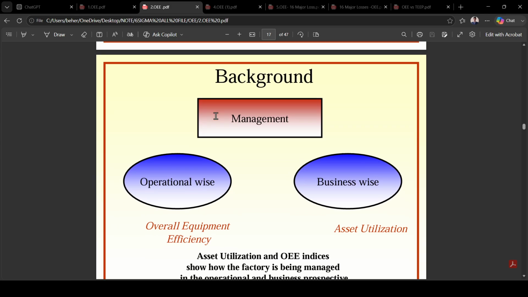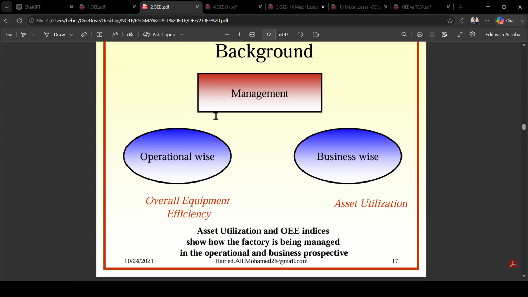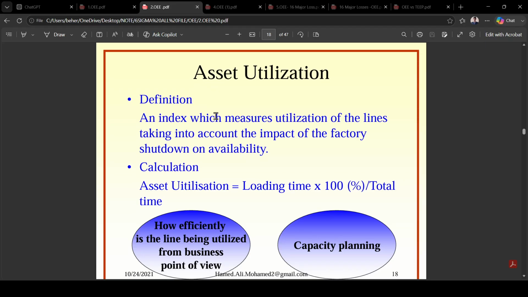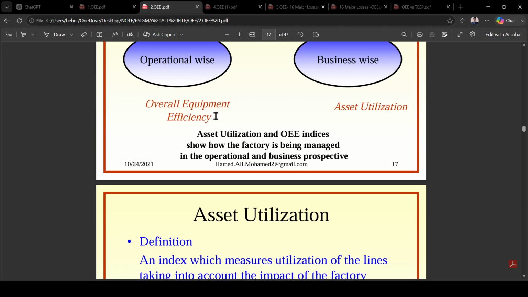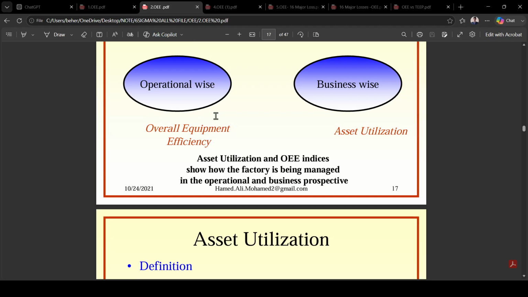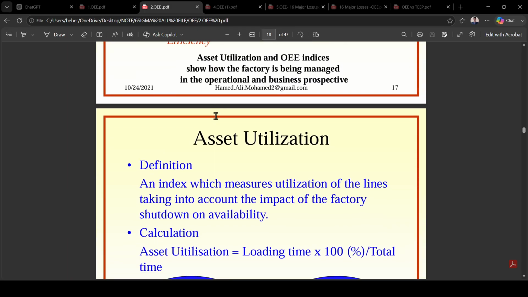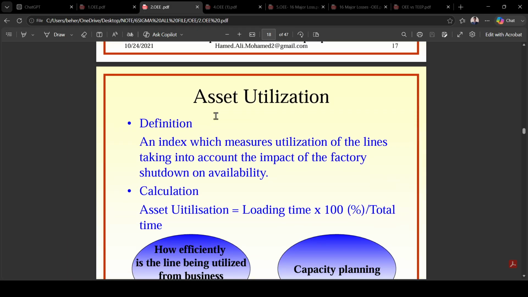Then this is the diagram. So I'll explain that. Asset utilization, this one first, is overall equipment effectiveness. Then let's study the business. So business management. First one is asset utilization.